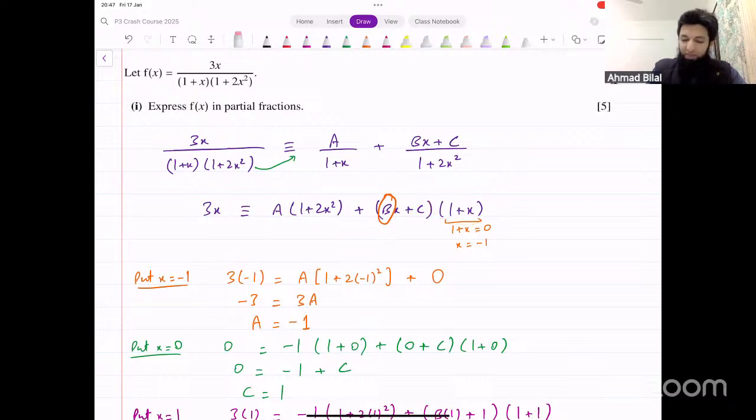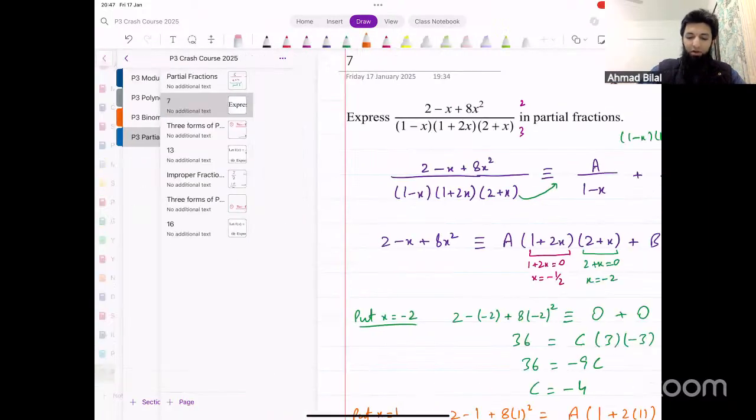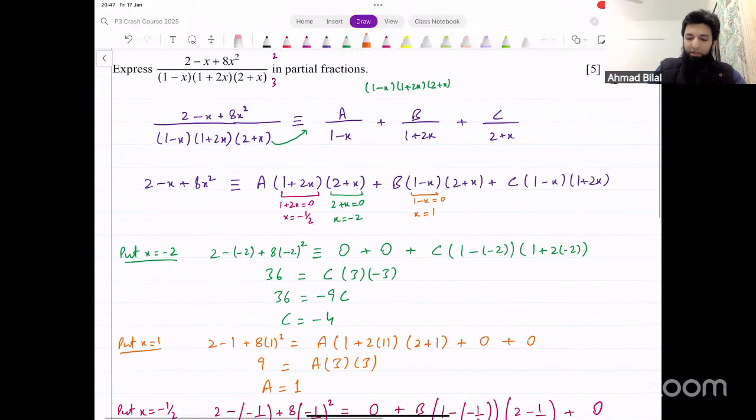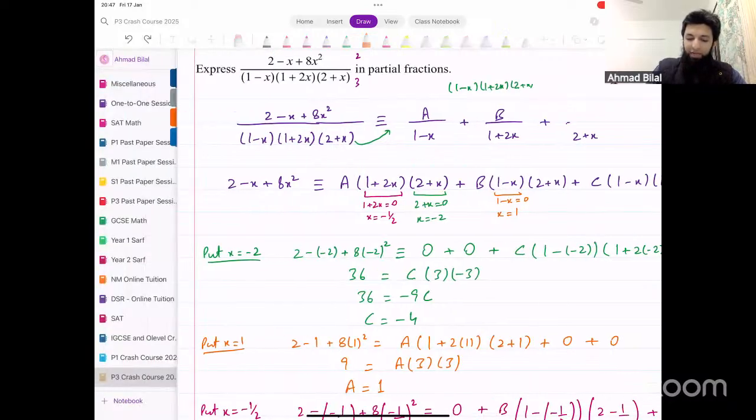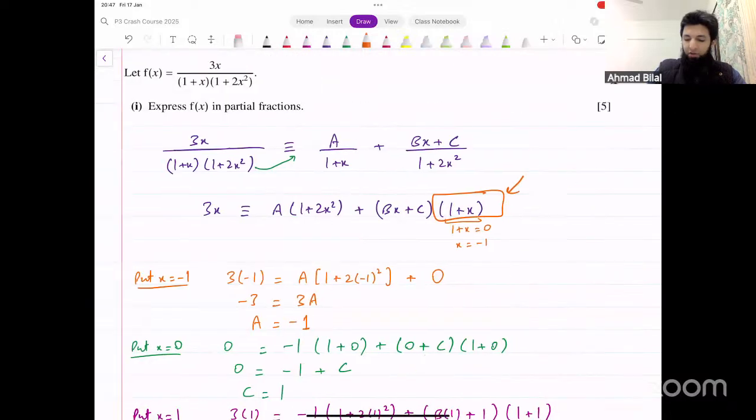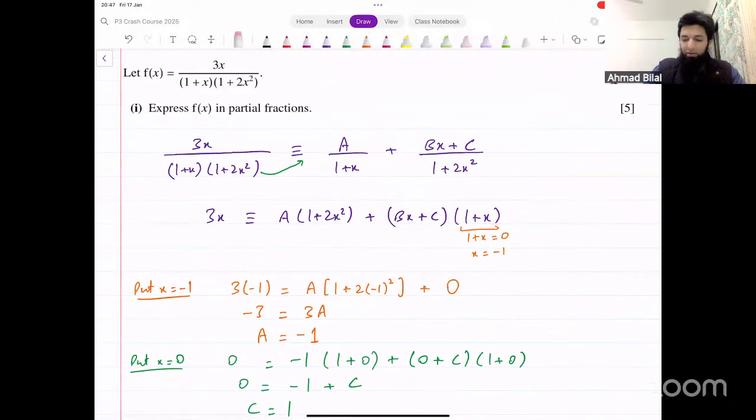Now we can choose some smart values when it is possible. In this case, it was possible only for this particular bracket. In other cases that we saw earlier, we could do that for multiple brackets, for this bracket and this bracket. Sometimes it's not possible to do that for all the expressions in the brackets in a particular question. This was one such example in which we could only make this particular expression 0. We did that to find the value of A.